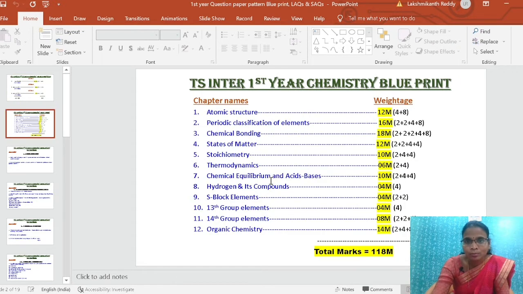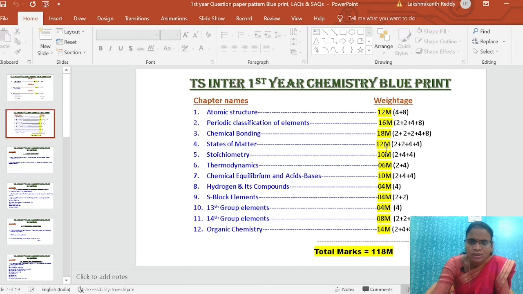The next is the blueprint, chapter-wise weightage. Simply, atomic structure has 12 marks, so we expect 4 plus 8. Periodic classification of elements, 16 marks. They will give 2 marks questions, 4 marks questions, and an 8 marks question. Then chemical bonding and molecular structures, 18 marks weightage. They will give 2 marks questions 3 here, 4 marks 1 question, and 8 marks 1 question.